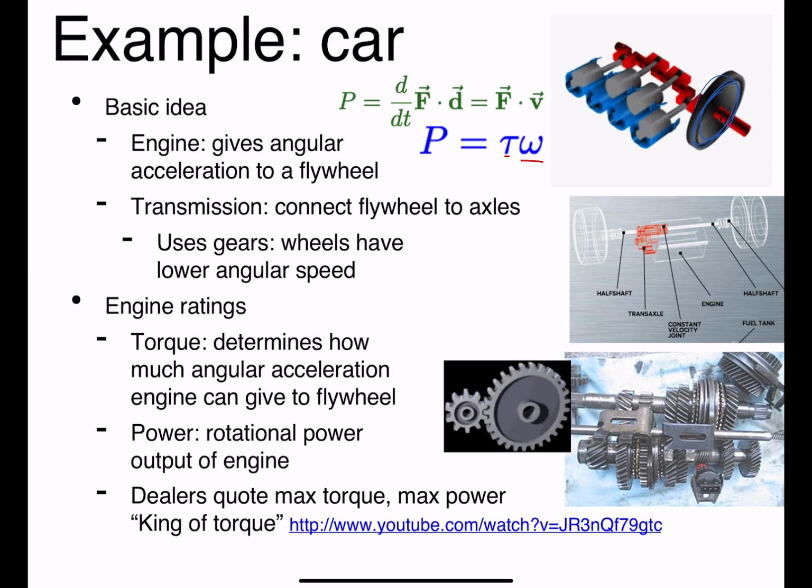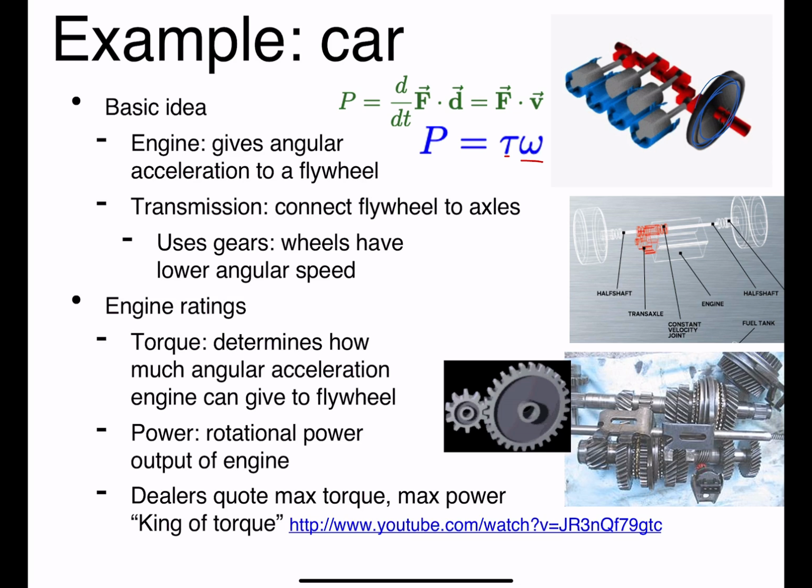Transmission connects the flywheel to the axles. Using gears, it provides angular speed to the wheels. When we brag about our cars, we talk about torque, which determines how much angular acceleration the engine can give to the flywheel, whereas power determines the rotational power output of the engine. That means how fast your engine can rotate.